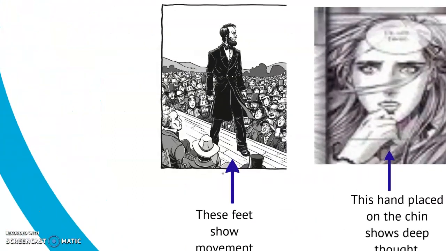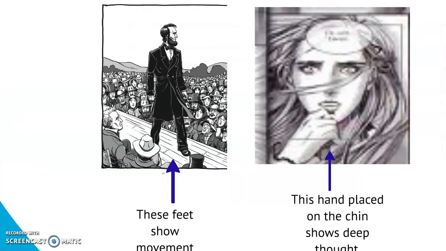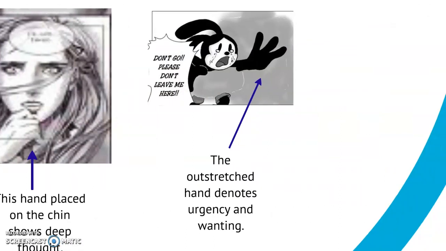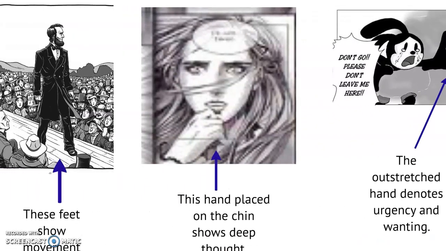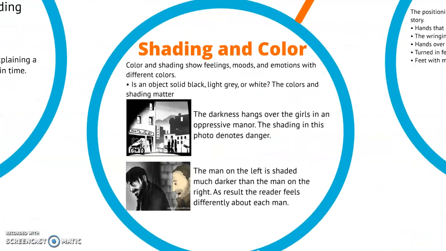This shows those feet. His feet show movement. Okay, one foot in front of the other. As I said, he's sort of stalking the stage a little bit. This lady here, the hands placed on the chin, it shows deep thought. Okay, and then of course this one's easy. The outstretched hand denotes urgency and wanting. Don't go, please. Don't leave me here. Outstretched hands. Okay, the idea of urgency and maybe possibly fear. Okay, the lady with the hand to the chin always looks like someone's in deep thought.